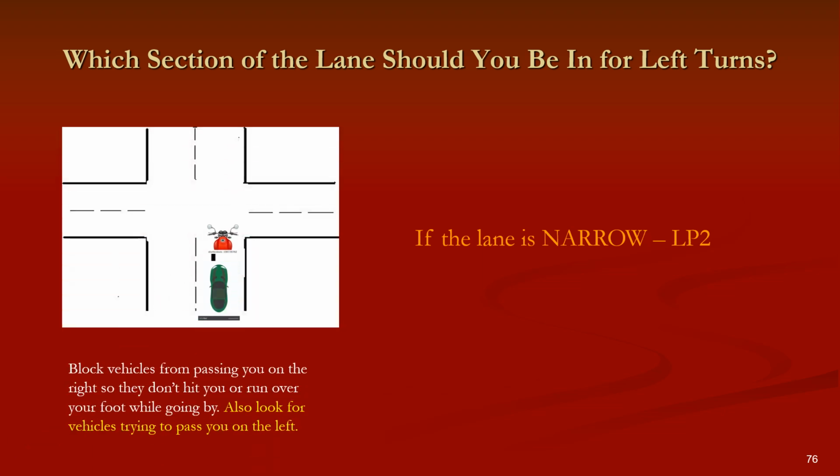Why? Well, you want to block vehicles from passing you on the right so they don't hit you or run over your foot while you're going by. Because if you're in LP1 and the lane is narrow, they're going to try to squeeze through. And again, they may run over your foot or hit your motorcycle. Okay? So again, try to be in LP2 to kind of block the lane. But again, watch out for the idiots that are going to try to pass you on the left. It does happen. Again, you got some weirdos out there. Right? And I've seen some situations where that car will go up on the curb to pass. It happens. What are you going to do?